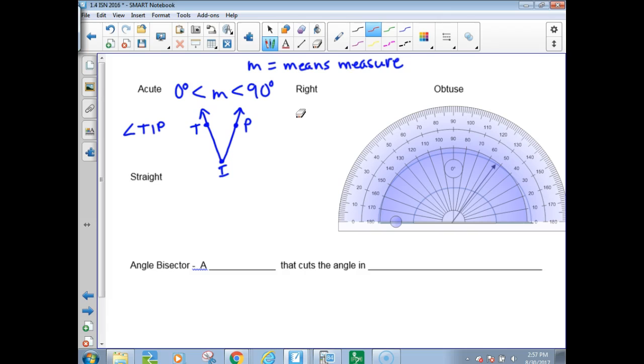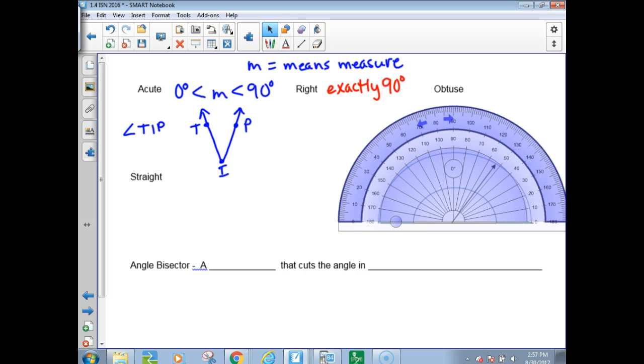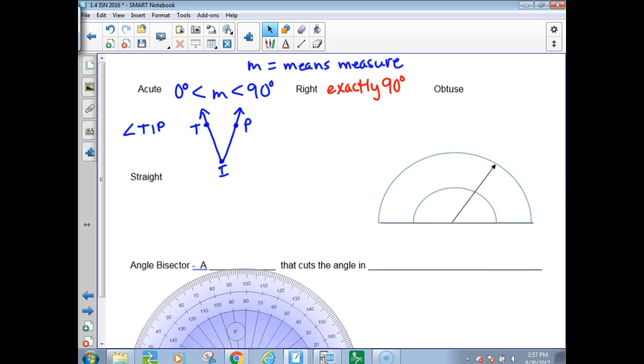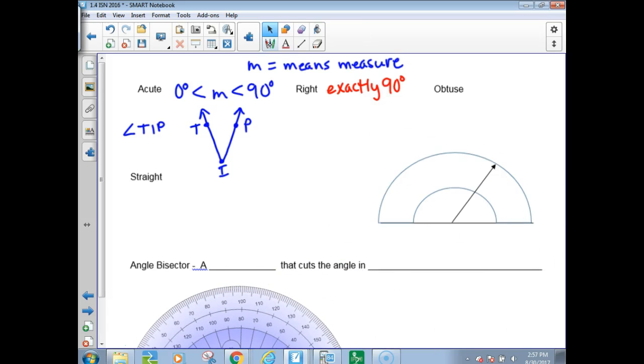I like to mess around, so. All right, right angle, exactly. All right, exactly 90 degrees. And I'm going to get this protractor out of the way here for a minute. Okay, so let's draw one that is a right angle.